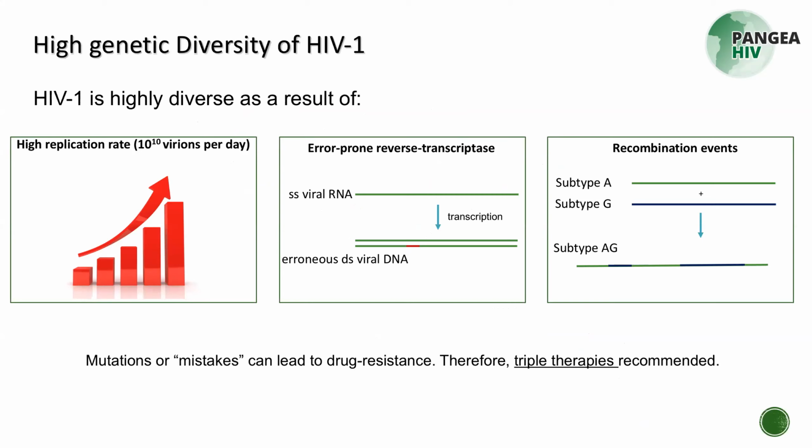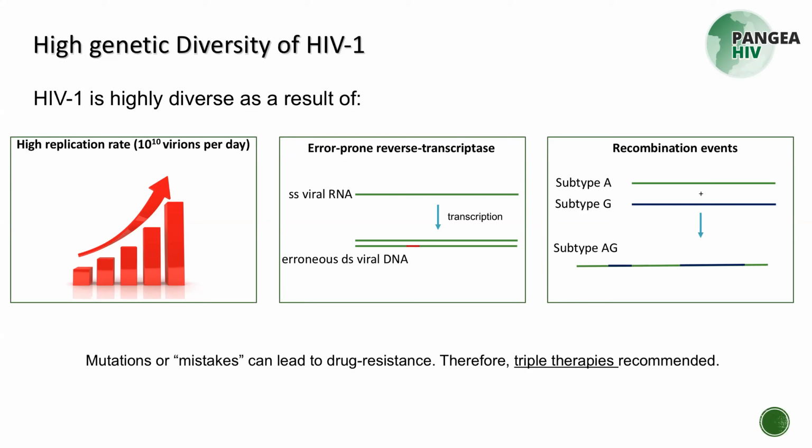When the single-stranded viral RNA is transcribed into double-stranded DNA, that process has no proofreading abilities, so different mutations can be introduced into the double-stranded DNA. And then HIV is also quite highly recombinant. We've seen that looking through our PANGEA sequences. We have lots of different circulating recombinant viruses. So because of those three different things, there's a large accumulation of mutations or those mistakes.